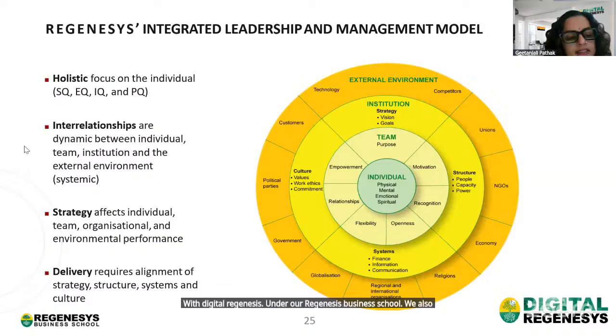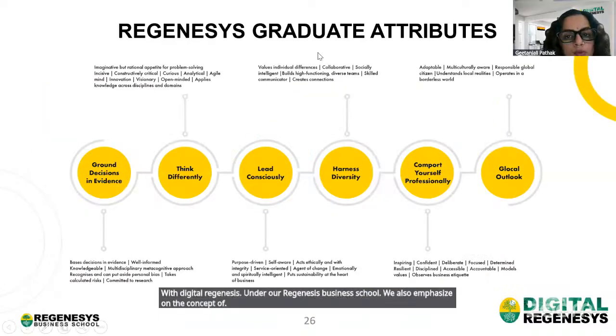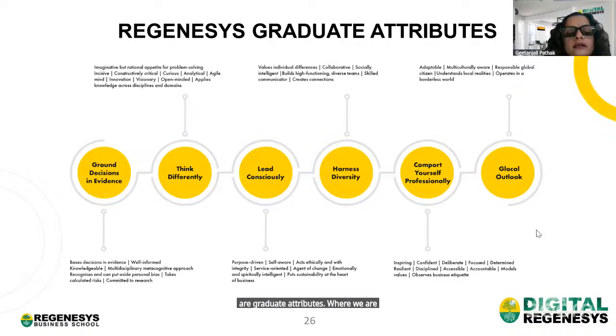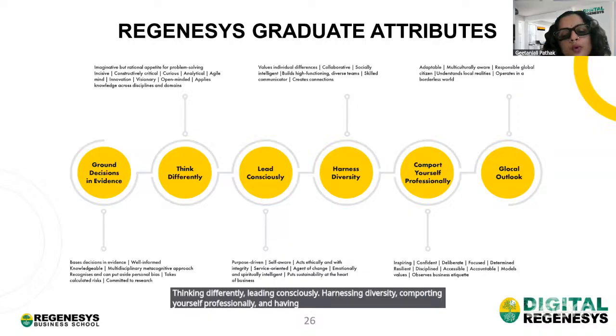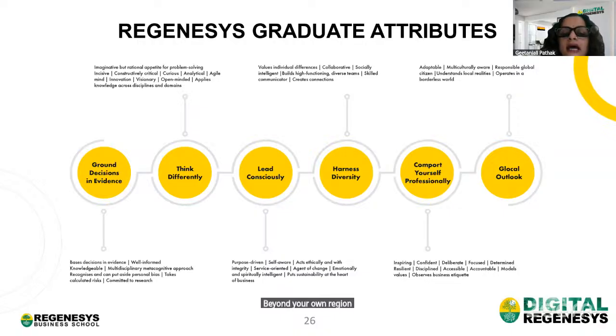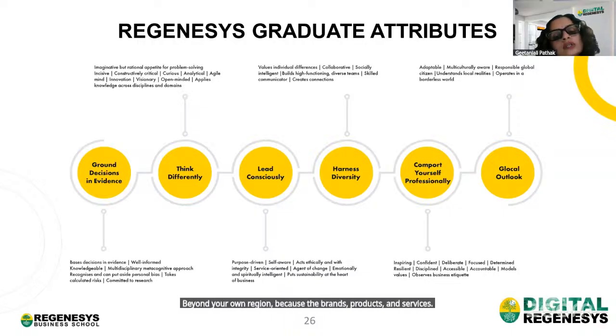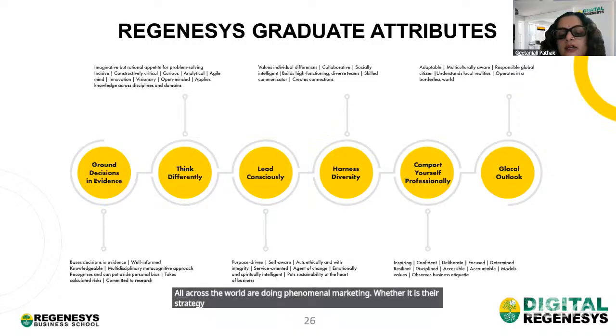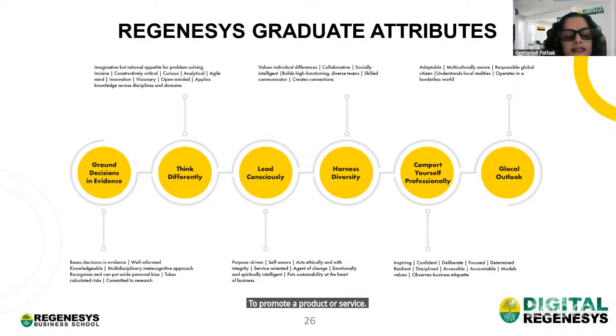We also emphasize the concept of our graduate attributes, where we are trying to create that Regenesis magic with grounded decisions and evidence, thinking differently, leading consciously, harnessing diversity, comporting yourself professionally, and having that global outlook that is not confined to your own territory or vicinity, but also looks at marketing beyond your own region, because brands, products, and services all across the world are doing phenomenal marketing, whether it is their strategy or tactics to promote a product or service online as well as offline.